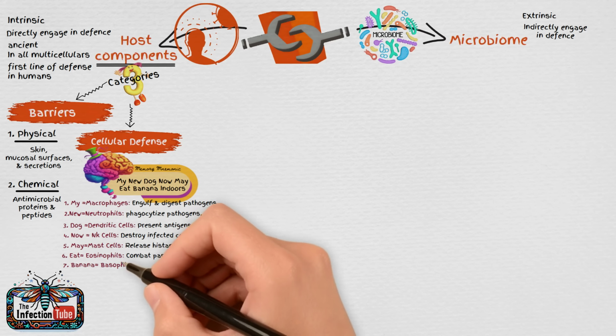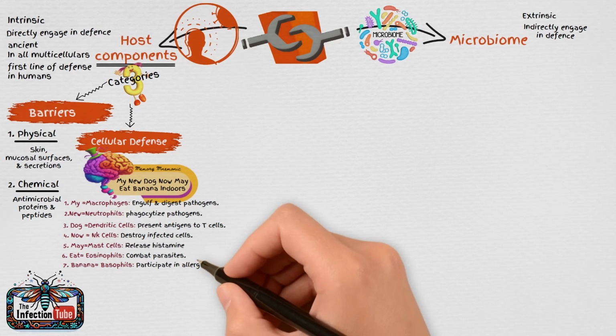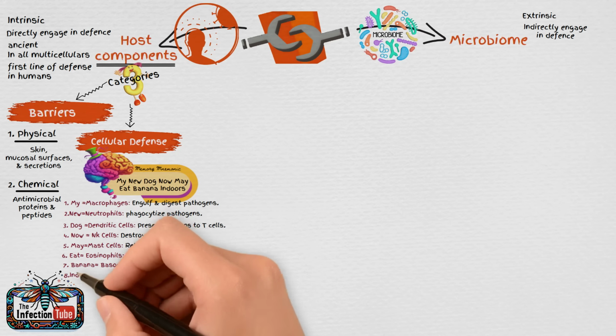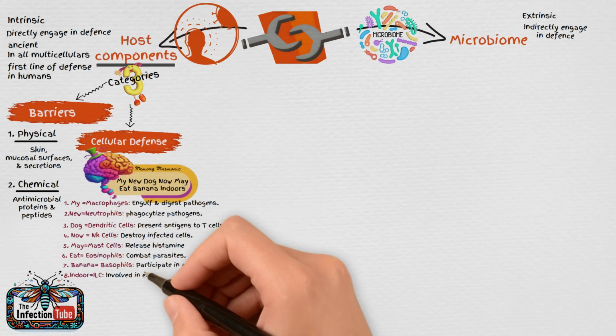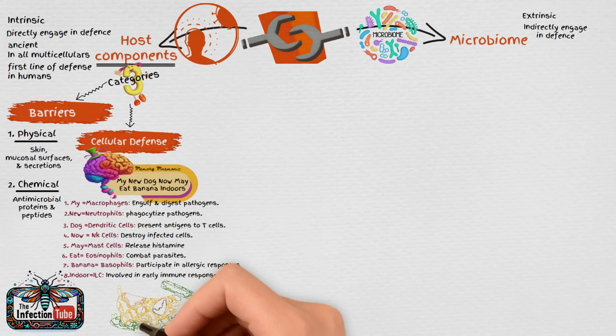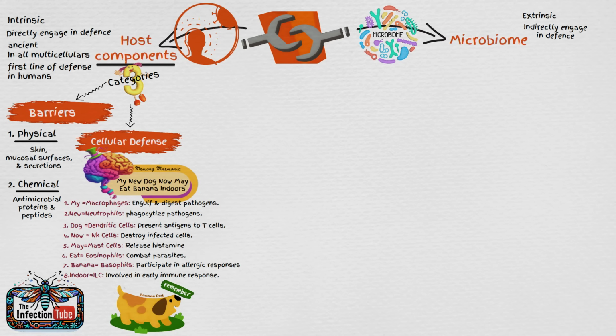7. Banana for basophils, participate in allergic responses and release histamine. 8. Indoor for innate lymphoid cells, involved in early immune response. Try to review it mentally now. Remember, we are talking about your new banana dog.